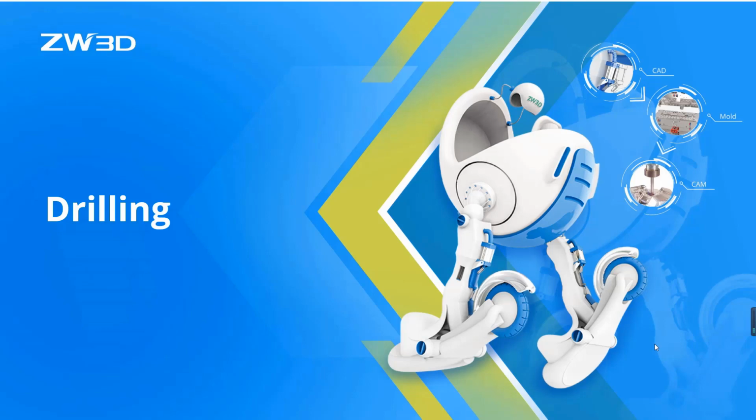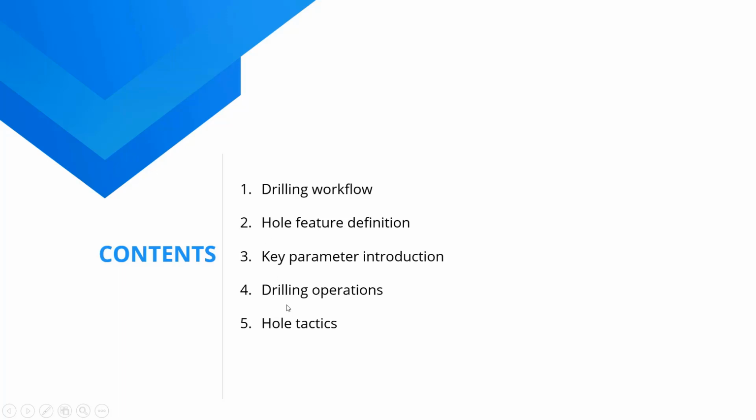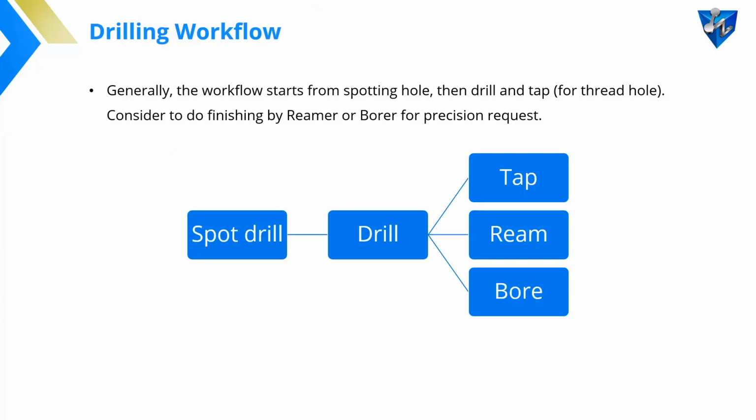Since this video we will introduce drilling. There are 5 parts. First we will introduce the drilling workflow, and then we will show you how to define the whole feature, followed by the key parameter introduction about drilling, and show you the operation for drilling one by one. In the final part, we will show you about the whole tactics. In this small video, we will first introduce the first 2 parts, the workflow, and also how to define the whole feature. So let's check the drilling workflow first.